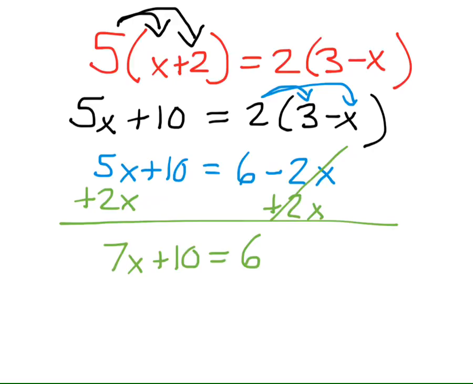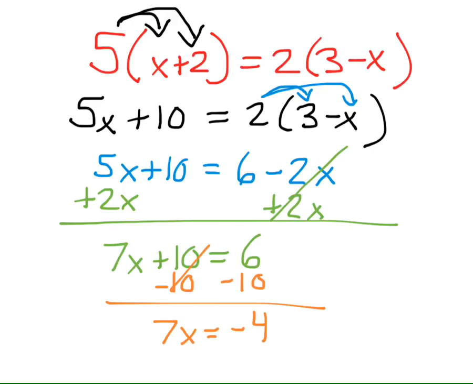So now I'm trying to get the variable by itself. In this case, it's easier to undo the addition first. So to undo that plus 10, I'd subtract 10. I get 7x equals, if you have $6, you take away 10, you're now in debt $4.